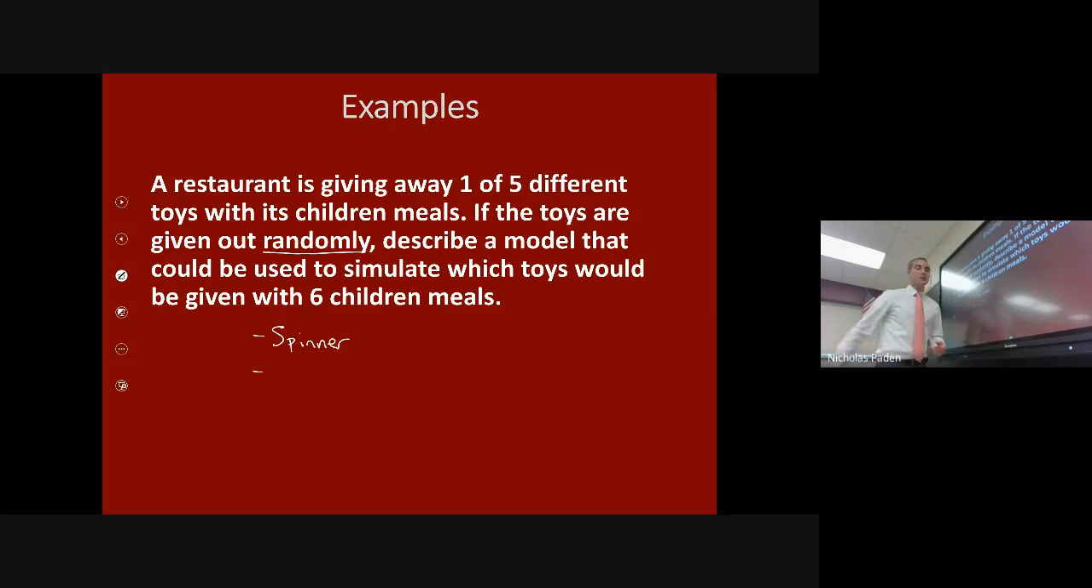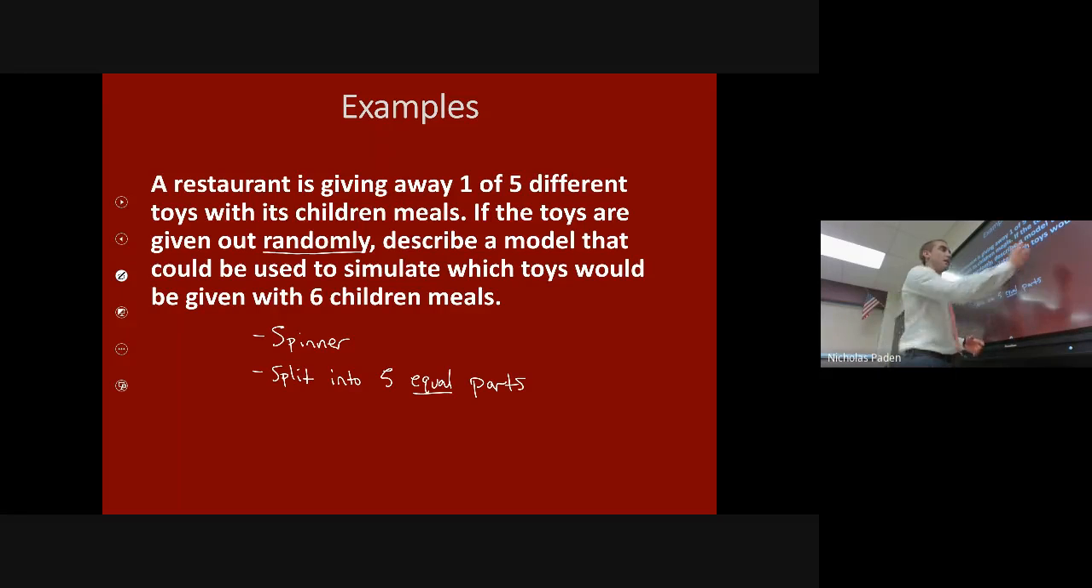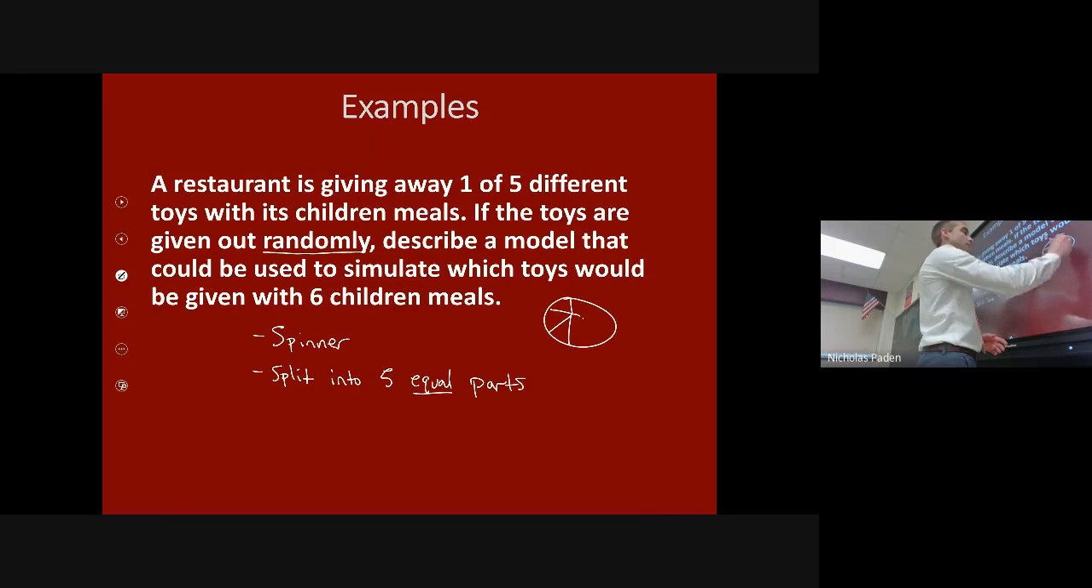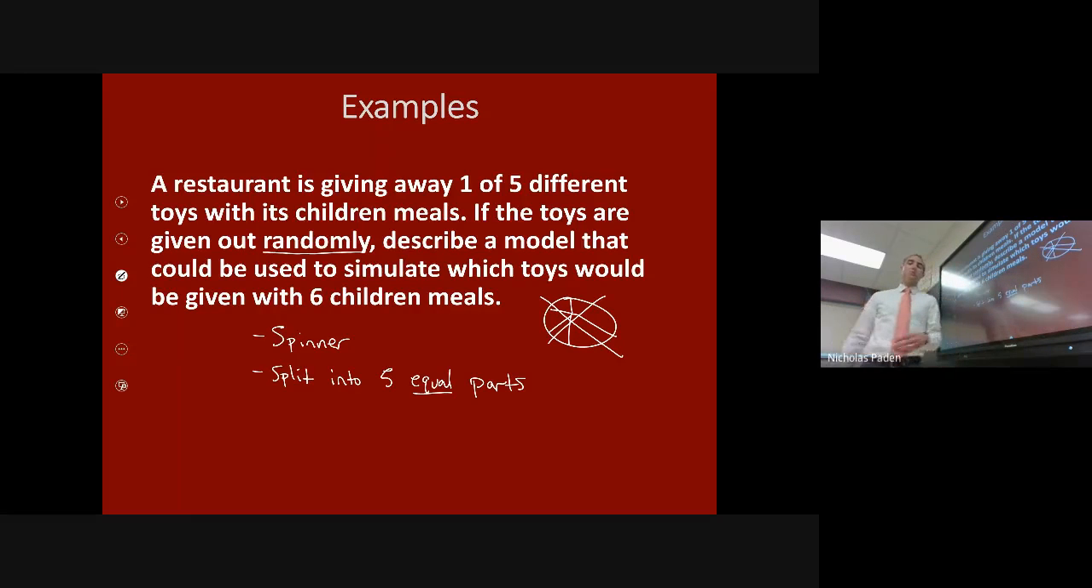We also need to say how many times we split up that spinner. So we would split this. There are 5 different options. So we would split into 5 equal parts. This is the important thing. You need to tell me not just 5 parts, because if you split it into 5 parts, I can make it look like this. If it wasn't equal, I could do this. That's not random, okay? That's not equal. So this would not work. So you need to tell me that it's split into 5 equal parts.